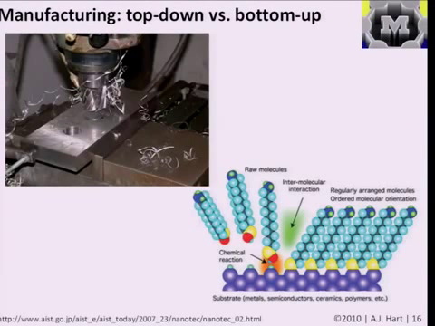And this slide does compare between those top-down and bottom-up methods. And the terms top-down and bottom-up are used in a lot of fields. But in the case of manufacturing, a top-down process is a classic one of taking a piece of material and removing the things you don't want, or making your final shape by subtraction. So this shows a milling machine, a classic example from mechanical engineering.